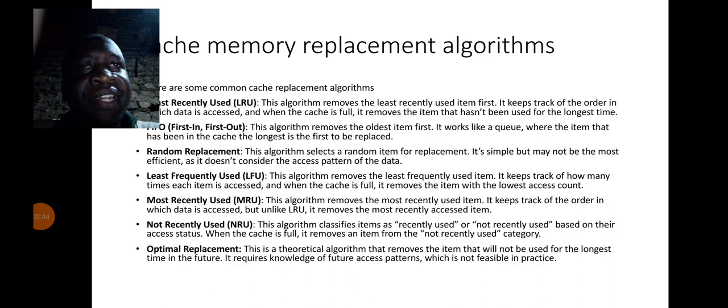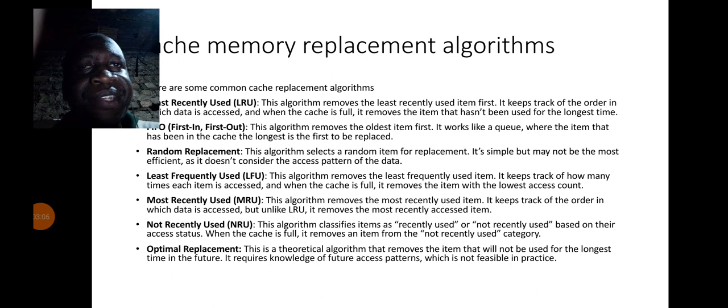Here are some common cache replacement algorithms. The first one is least recently used. This algorithm removes the least recently used item first. It keeps track of the order in which the data is accessed, and when the cache is full, it removes the item that hasn't been used for the longest time.